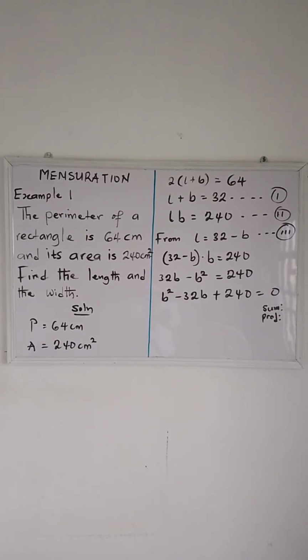All right. Okay. Darasimi, sum is 32. Product is 240. Okay. Any other person?